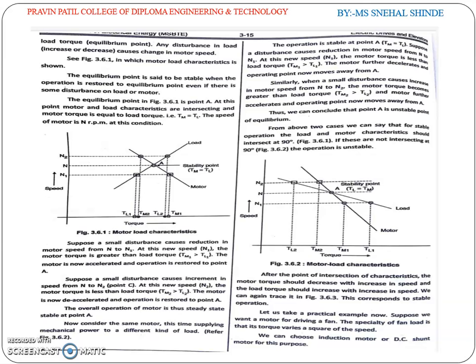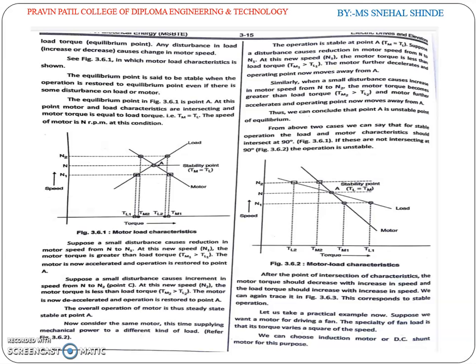Similarly, when a small disturbance causes an increase in the motor speed from n to n2, the motor torque becomes greater than the load torque and the motor further accelerates, and the operating point now moves away from A. Thus we can conclude that point A is an unstable point of equilibrium.